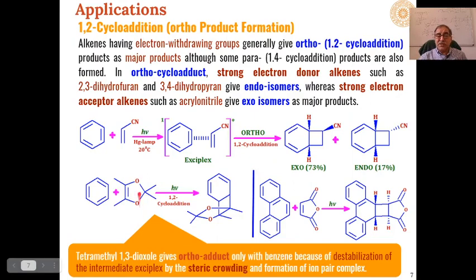Similarly, if we take the case of this tetramethyl-1,3-dioxene, this will also give us an ortho adduct with benzene, but because of the destabilization of the intermediate exciplex by steric crowding, because of the presence of these four sterically hindered groups, we will get product formation only through the ion pair complex, and only one product is formed. No two products are formed. Similarly, if we add phenanthrene to maleic anhydride, then also we will get the endo product as the major product in these cases.